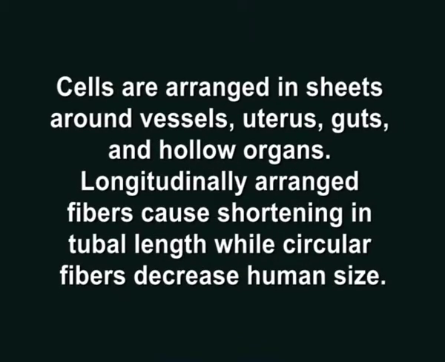Cells are arranged in sheets around vessels, ureters, guts and hollow organs. Longitudinally arranged fibers cause shortening in tubal length, while circular fibers decrease the lumen size.